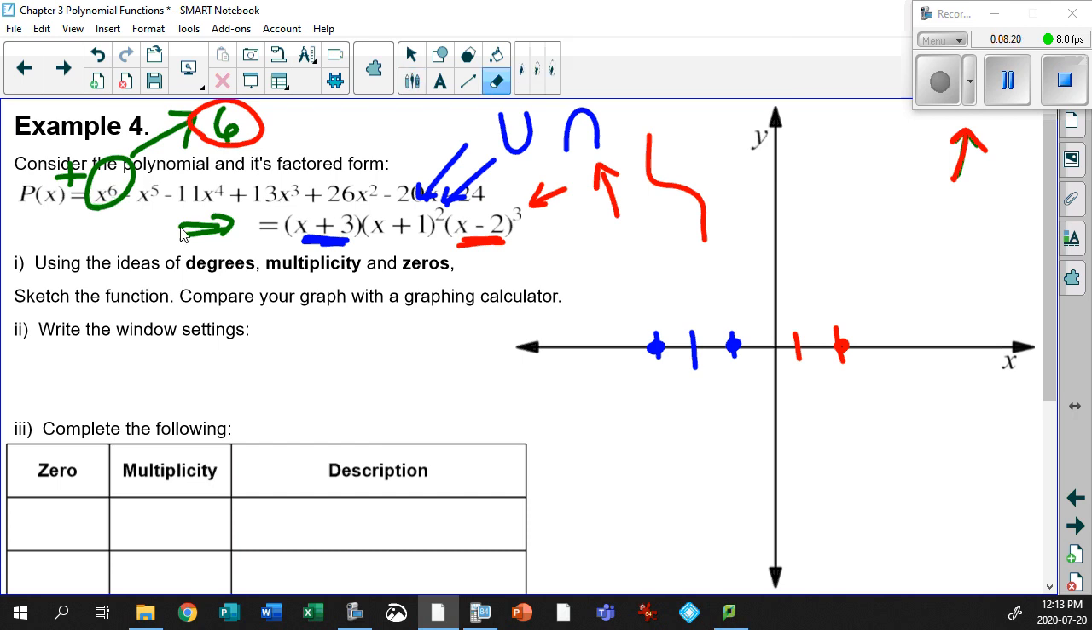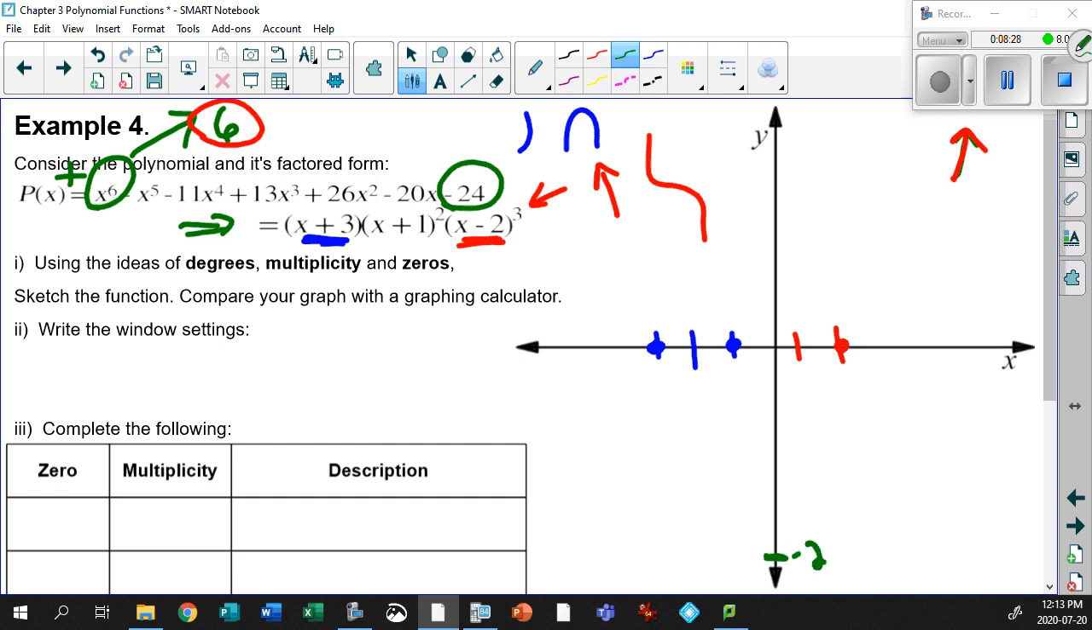Also, look at a couple more things that we have to look at. Check this out. You got a minus 24 here. So way down here is going to be minus 24 at your intercept. So we've got a lot of interesting things happening. Okay, let's look at this thing.